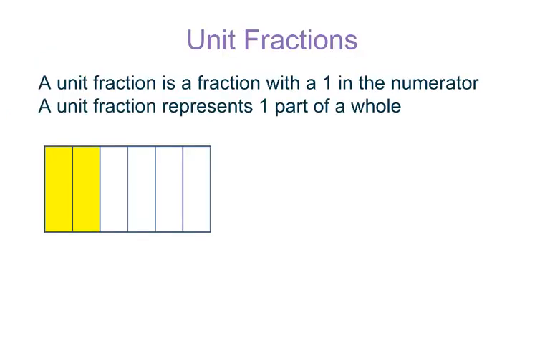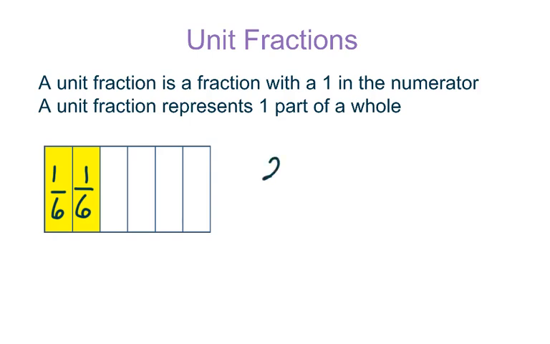Let's go ahead and talk about unit fractions. A unit fraction is a fraction with a 1 in the numerator, and a unit fraction is represented as one part of the whole. So in this picture, we have 2 unit fractions that are yellow, and our total rectangle here is separated into 6 pieces, so our denominator would be 6, and we would call each of these pieces 1/6 of our whole, and 1/6 is a unit fraction. So we could represent this.